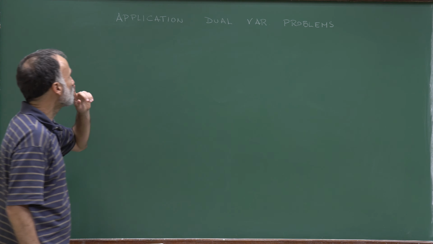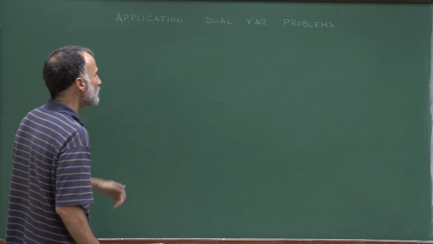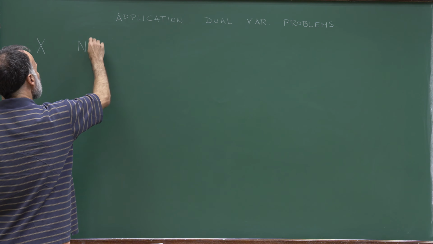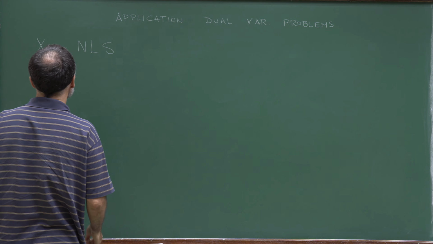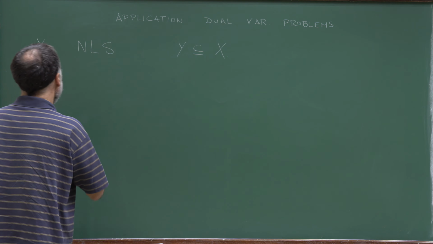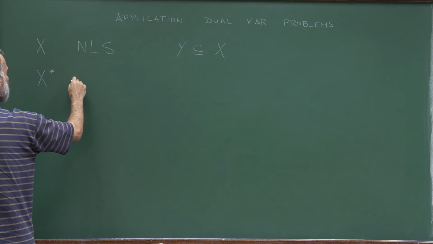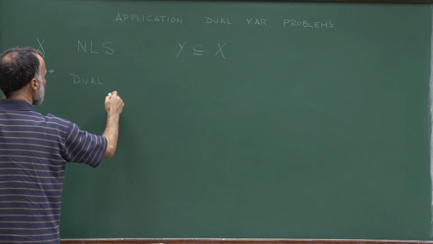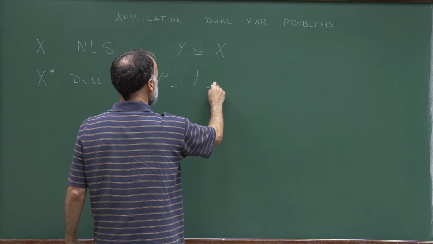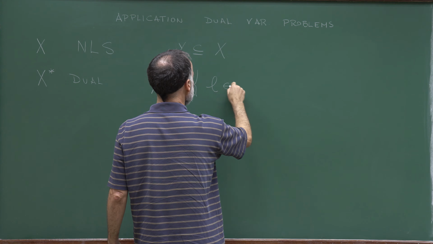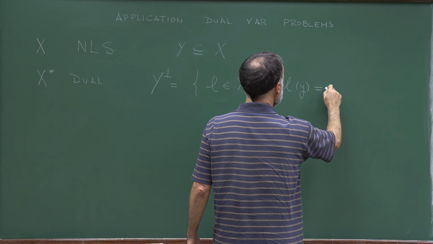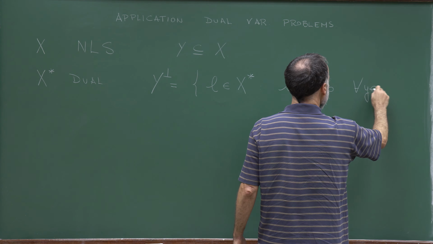So in this lecture, I will present an application of one of the dual variational problems I presented. X will be a normed linear space, and Y will be a subspace of X. X star will be the dual of X. And remember that we represented by Y perp the set of bounded linear functionals L in X star such that L of y is equal to 0 for all y in Y.